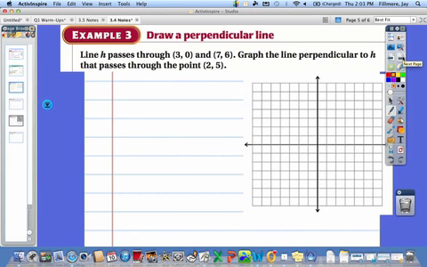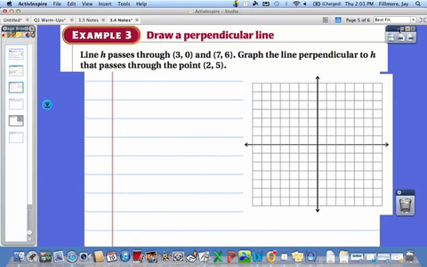For example 3, drawing a perpendicular line, there's a few steps we have to take here. The directions say line H passes through (3, 0) and (7, 6). Graph the line perpendicular to H that passes through the point (2, 5). If we're going to graph this, we need 2 points. One point they give us, (2, 5), so go right 2 and up 5.